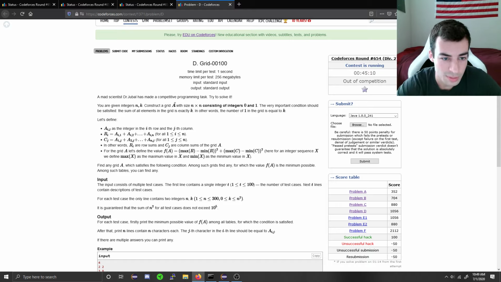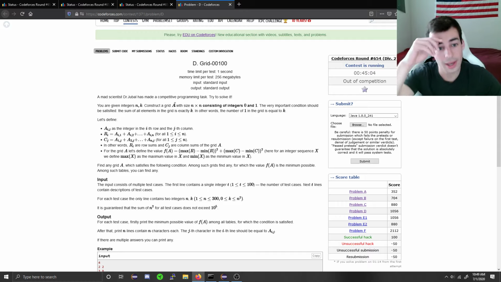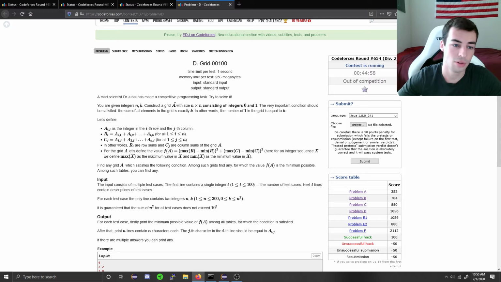Dr. Jabal has made a competitive programming task. Let's solve it. You have integers n and k in a grid A that's n by n, consisting of integers 0 and 1. A very important condition should be satisfied. The sum of all elements is exactly k. In other words, the number of 1s is equal to k.